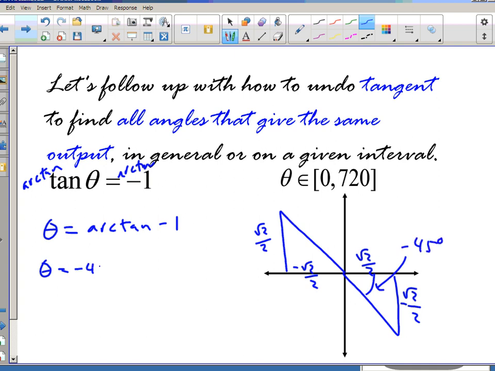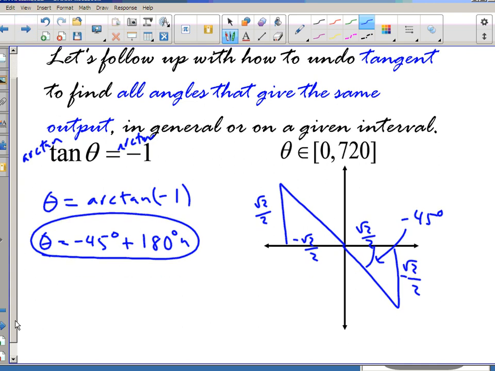So -45 degrees plus 180n. That's our general solution. We want to pin this down for just 0 to 720. Unfortunately, our first angle, -45, isn't in the interval, so -45 doesn't work. But if I add 180 to -45, I get 135. That certainly works.